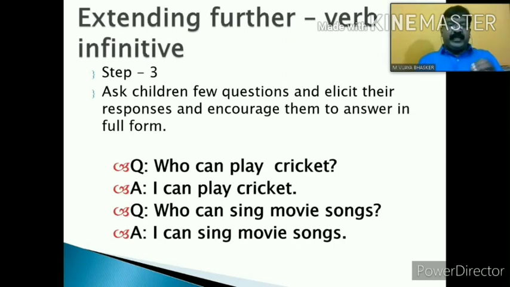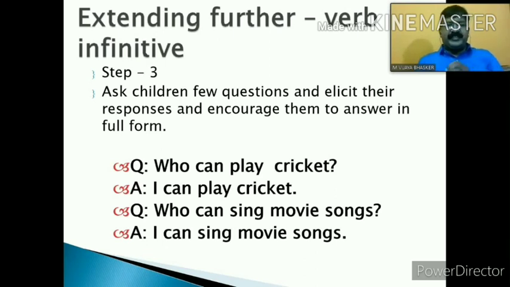Children, who can sing movie songs? I can sing. I can sing movie songs. Like this, you have to encourage them to say or express their ability in full form.